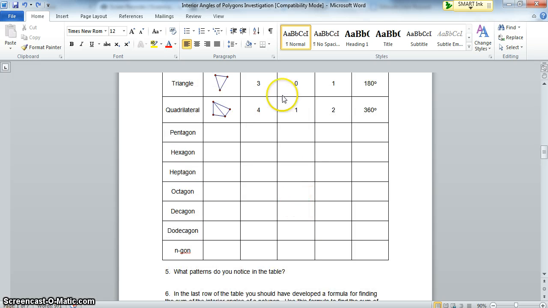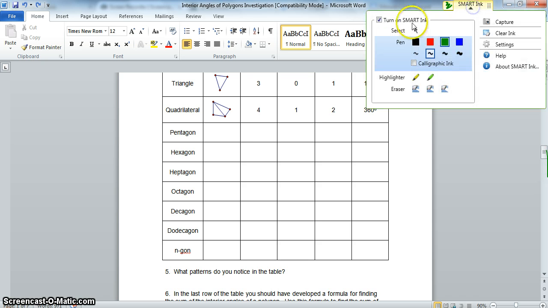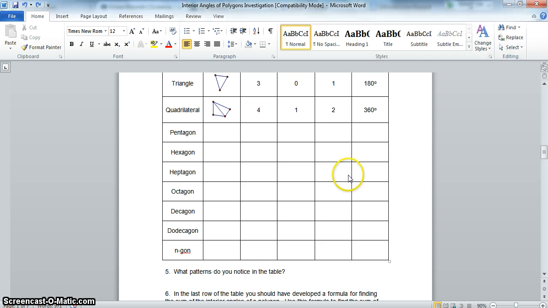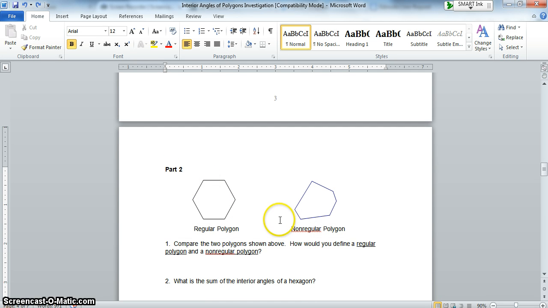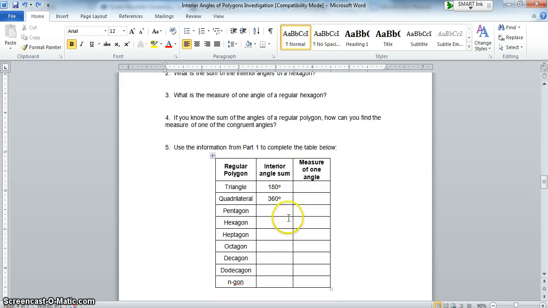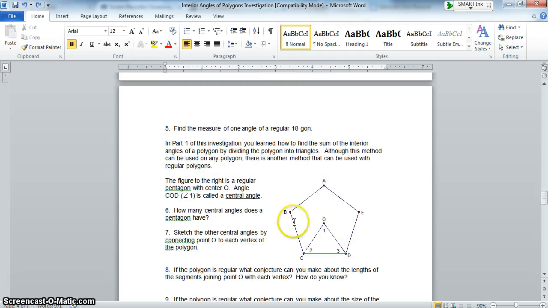So in this table, you'll see a nice pattern. Try to generalize that pattern if you can. Okay? And then as you get through that pattern, it's going to ask you part 2. Now we're going to talk about regular polygons. So regular, remember, all these angles are going to be the same. So it's all about division. Take the interior angle sum, divide by how many angles there are, and that'll give you each one. And you get led through that example here.